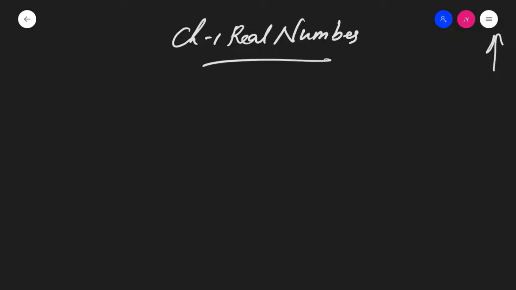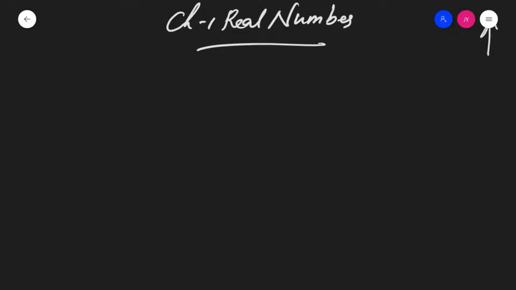And I gave a small sum to find the LCM and HCF of two numbers. Let's see how to find the LCM and HCF. So, in chapter 1, real numbers. The two numbers I gave to find the LCM and HCF are 84 and 90. So what should we do before finding the LCM and HCF? We should prime factorize them.